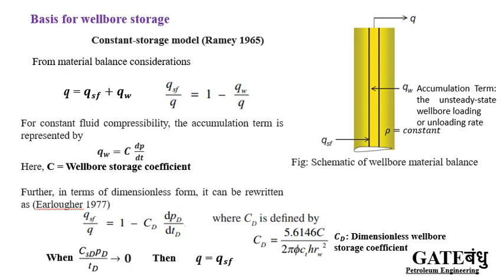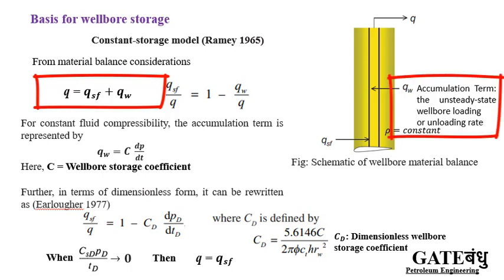So this model is explained like Q surface equals Q subsurface plus Q W, that is the accumulation term, either loading or unloading. Loading will be during drawdown testing, like when we are setting the well and fluid is still entering the wellbore, this is loading the fluid. Or during drawdown testing, when we are opening the well at the wellhead, the wellbore fluid that contributes to the flow at the wellhead will be the unloading rate.